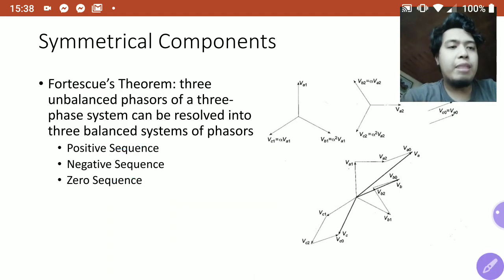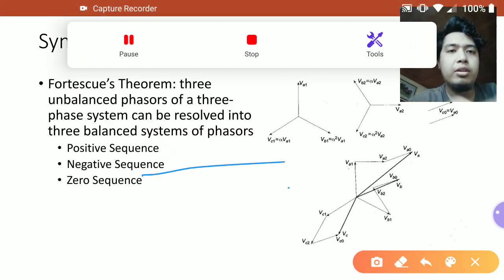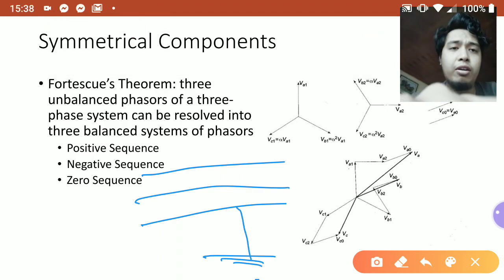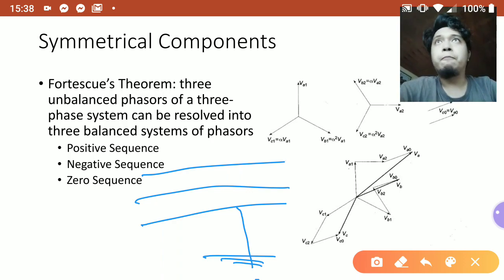So what will happen if this is my three lines, this is my ground, and instead of all of those three lines being grounded, what if only one line is grounded? So if only one line is grounded, therefore I cannot say that my system is still balanced, because now I have a line that is grounded and then two lines that are not grounded.